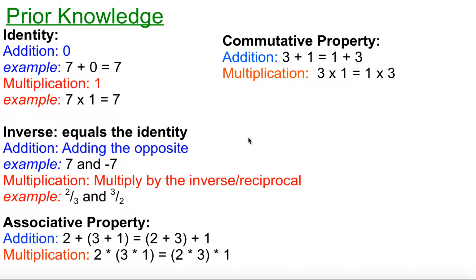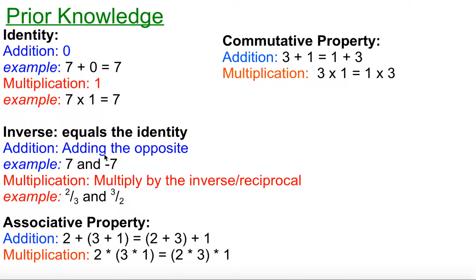We know for our identity, our addition identity is 0, our multiplication identity is 1. When you perform the operation with that number, we don't change the original problem. So when we do our identity, we're adding 0 and we're not changing our number. The inverse is when we add or multiply by something and we want to equal the identity.